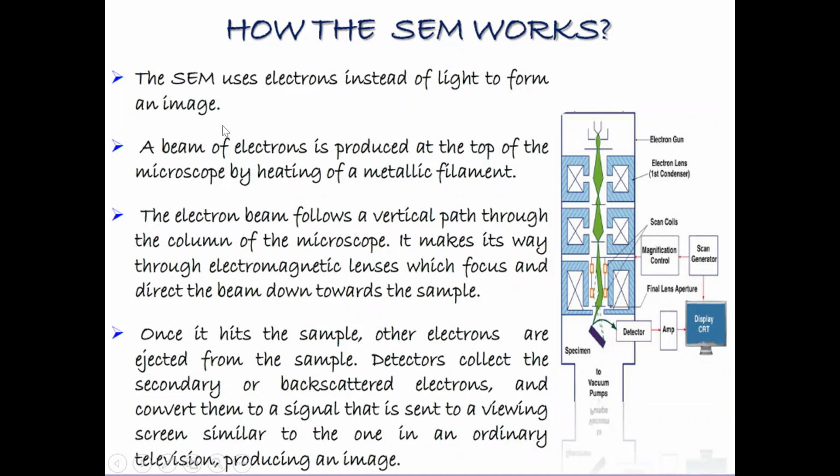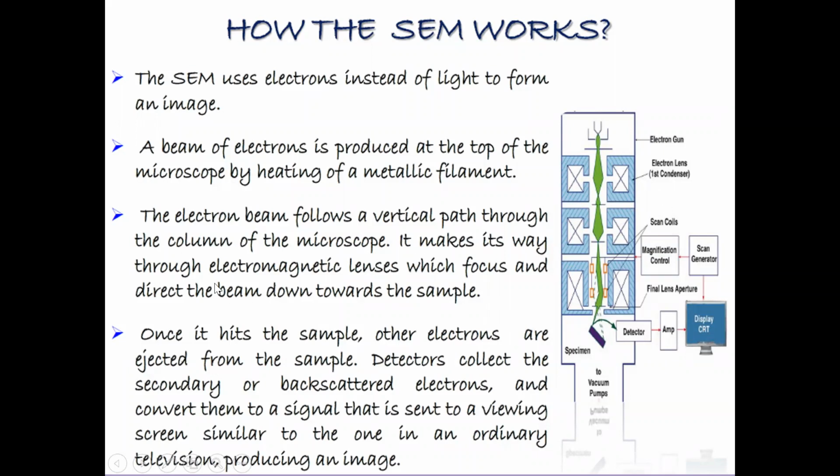The SEM instrument uses electrons instead of light. We know that electrons are a very important thing in an SEM, and the image is formed with them. A beam of electrons is produced at the top of the microscope by heating a metallic filament like tungsten. The electron beam follows a vertical path down the column of the microscope. This is your instrument, and it is a vertical path.